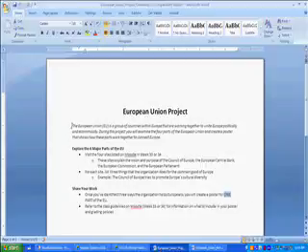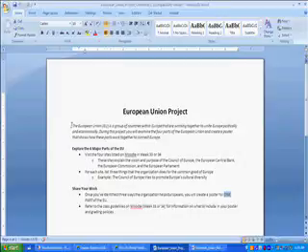This is pretty much going to explain the project that you're going to have to do. The European Union is basically a group of countries within Europe that work together to make sure that Europe is taken care of politically and economically. We've talked about the World Trade Organization, we've talked about NAFTA. These are basically groups of countries that work together to help each other out. The European Union is an example of that.